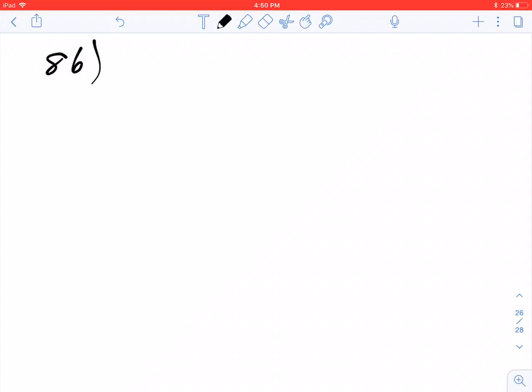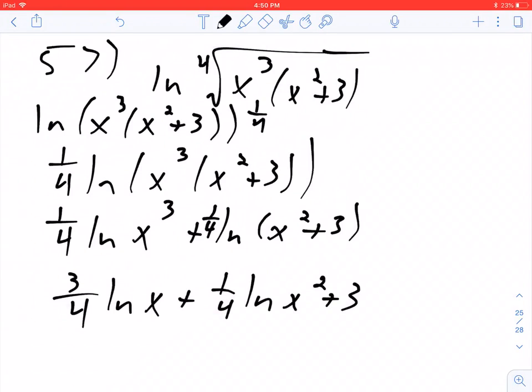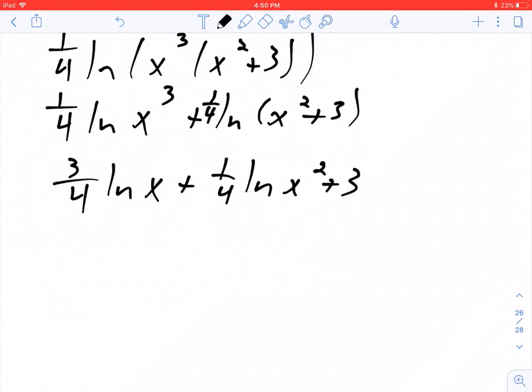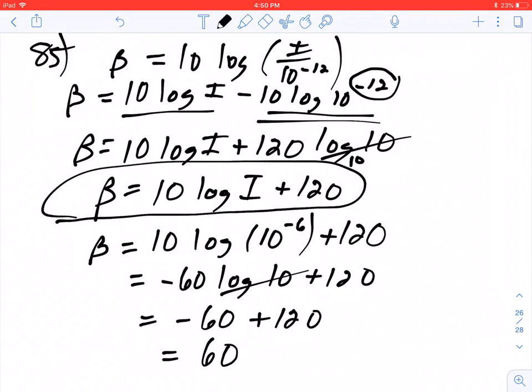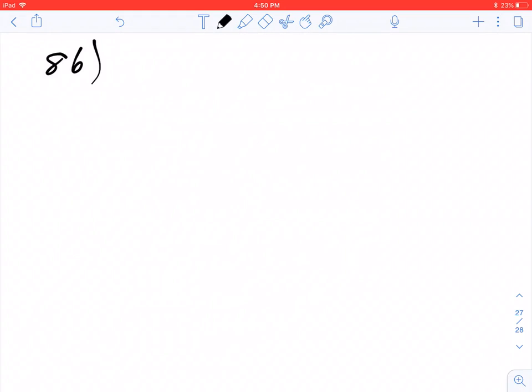Now, you could use the original formula they gave us, but the one that we solved for right here, I'm not sure, did I lose it? There it is, sorry. This one right here is the formula that we're going to want to use. So 10 log I plus 120. So beta is equal to 10 log I plus 120.